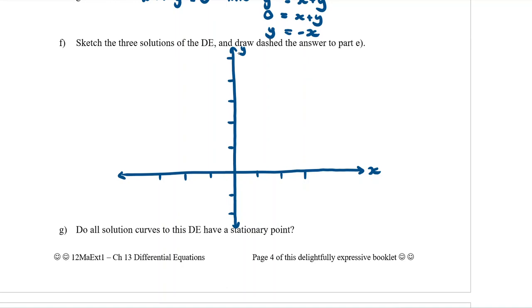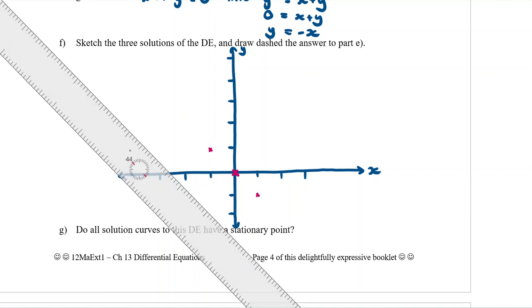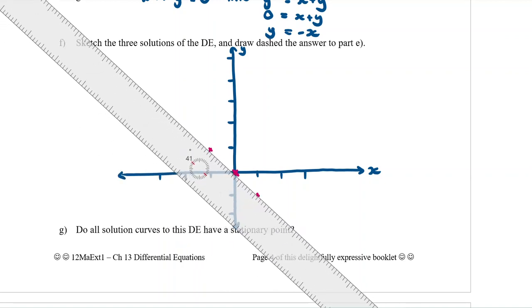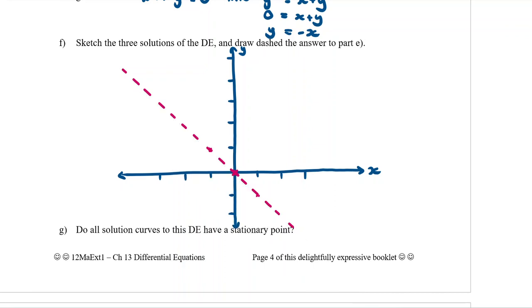Let's maybe start with the straight lines because they're the easier ones. So the part E, y equals negative x, is going through the origin. It has a gradient of negative 1, which means negative 1 plus 1 there, or down there as well. And I want a dotted line. I'm actually going to rule it because this is going to get a little bit messy. This line is going to help me find the solution of curves.